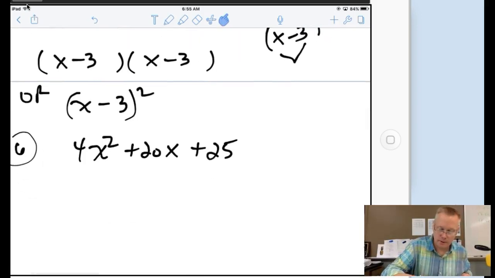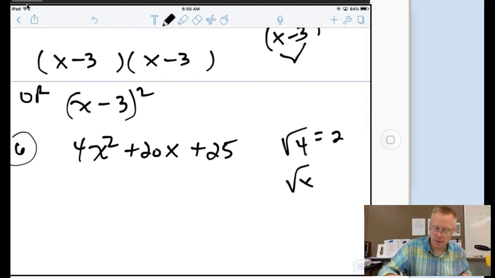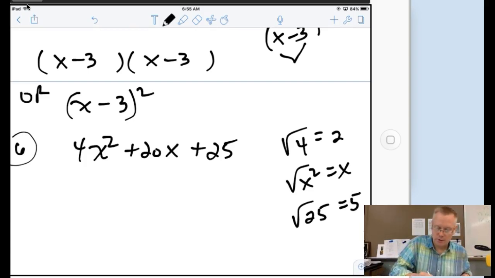However, I'm looking at the square root of 4 is 2, square root of x squared is x, and the square root of 25 is 5. They're all pluses. So if I take this and I take 2, square root of x squared is x, square root of 25 is 5.